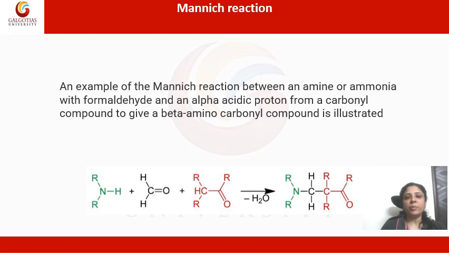An example of the Mannich reaction between an amine or ammonia with formaldehyde and an alpha acidic proton from a carbonyl compound to give a beta amino carbonyl compound is illustrated here, whereby we can see this is our primary amine, this is our secondary amine, which is reacted with formaldehyde, and you can also see an alpha acidic proton from a carbonyl. This is the alpha acidic proton from this carbonyl compound, and consequently it will give a beta amino carbonyl compound.